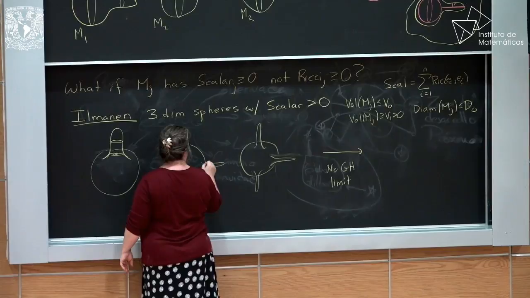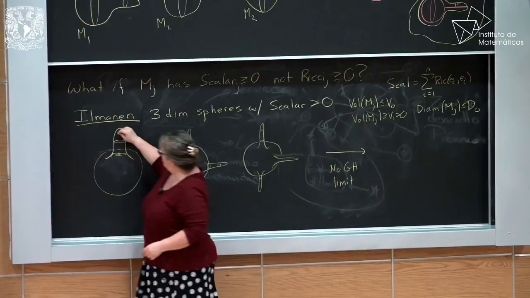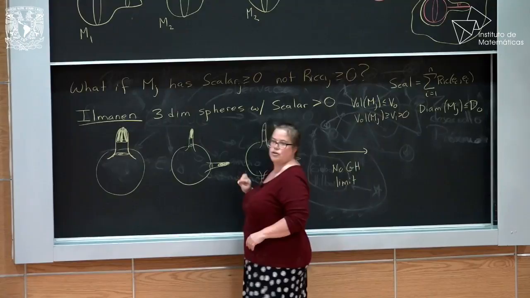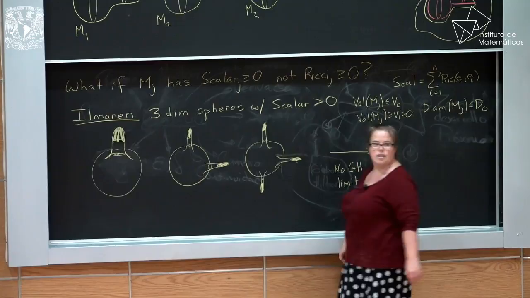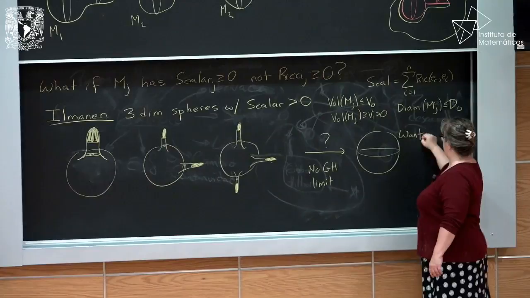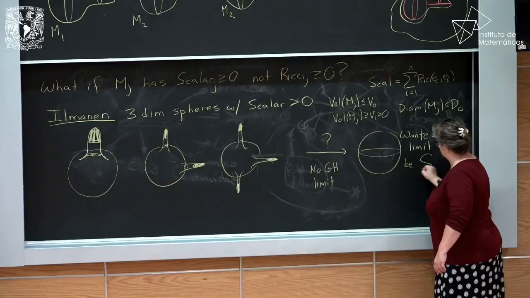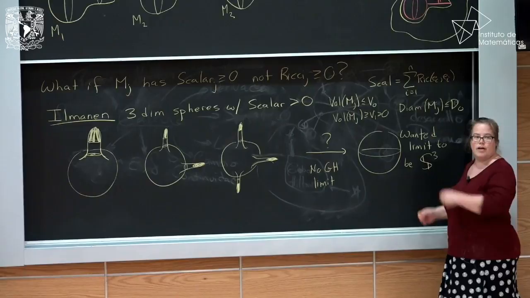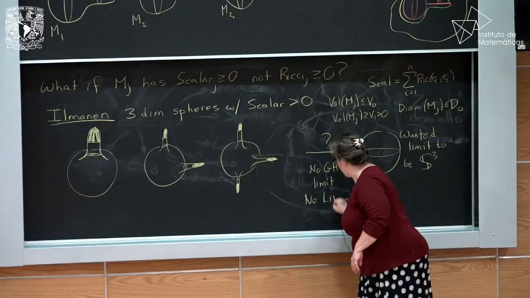And they have no Gromov-Hausdorff limit because, again, I could take a ball around this one, and then there's two balls that are disjoint here. And this one has three disjoint balls. So they end up not being close in Gromov-Hausdorff, no Gromov-Hausdorff limit. And he said, well, he wanted the limit to be S^3 with the standard metric. But we can't use Gromov-Hausdorff, we can't use Lipschitz. There's no Lipschitz limit. So now what can we do?